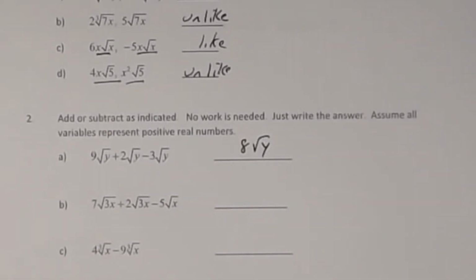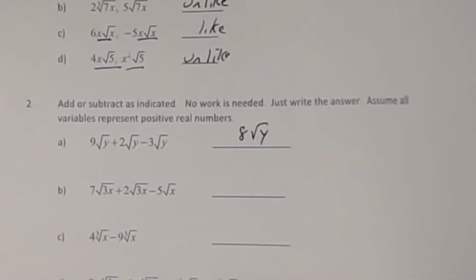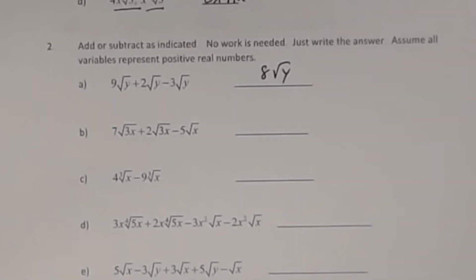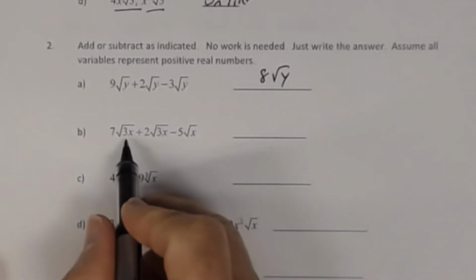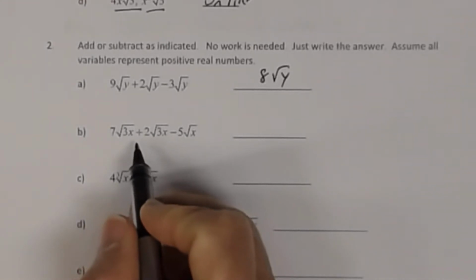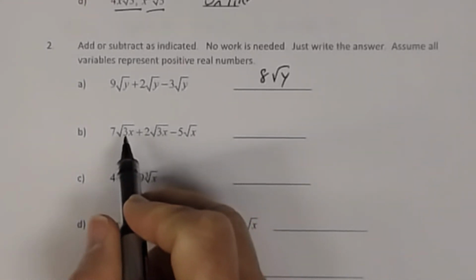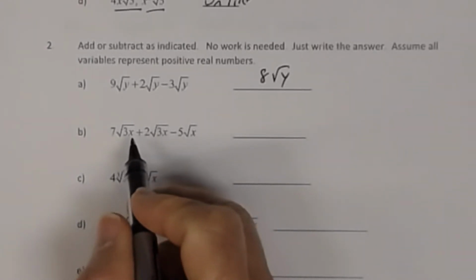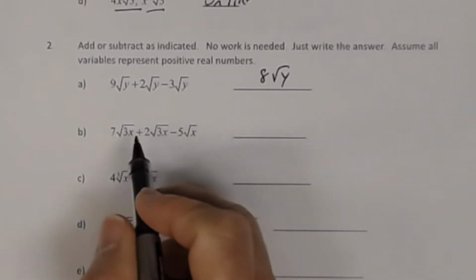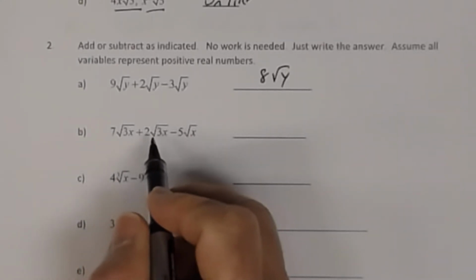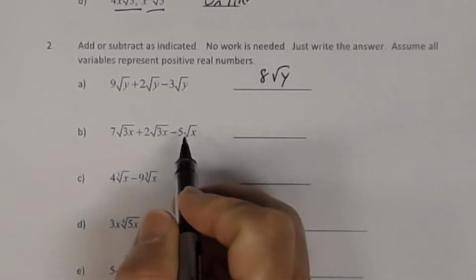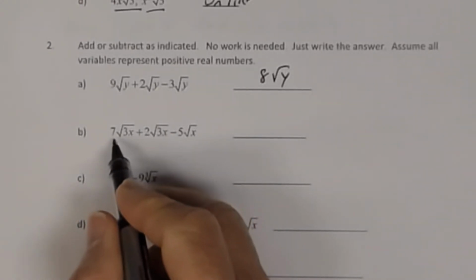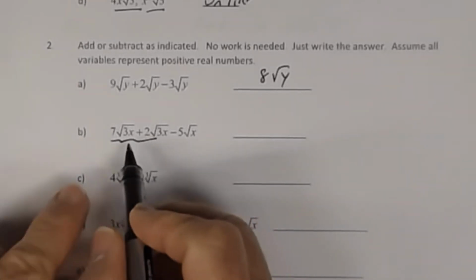All right, and no work is needed in any of these. In letter B, again, notice you have 3 terms here, but the question is, are all 3 terms like terms? No, because even though they're all square roots, the indices are 2's. This is 3x, this is 3x, but this is x. So these are like terms, this is not. So all you can do is combine these two. So you're going to get 7.